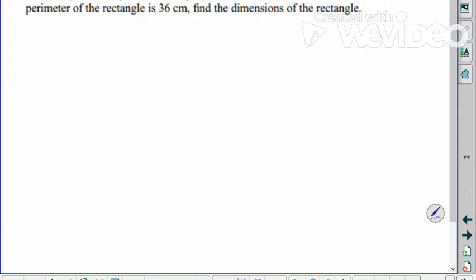It says that the length of a rectangle is 3 centimeters more than twice its width. If the perimeter of the rectangle is 36, then what are the dimensions of the rectangle?